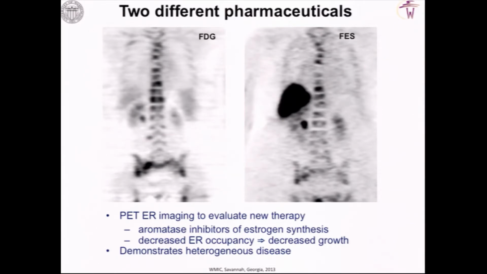The second image is of this compound called fluoroestradiol. What it's looking for is estrogen receptors in these tumors. Women with breast cancer can often have estrogen receptor positive tumors or not. And here, if you look at the two images, they actually provide somewhat different information. We see that there's some correlation between the FES and the FDG, but it's not total.